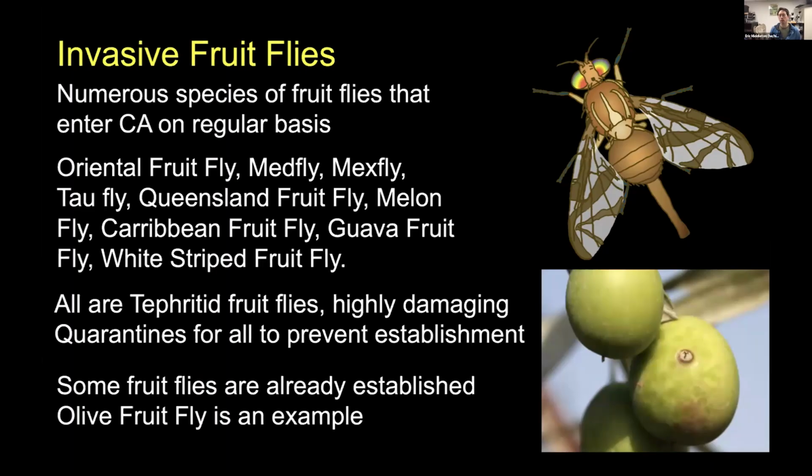With that being said, there are some fruit flies, even invasive fruit flies, that are already here and already established in the state. Olive fruit fly is an example of one that's already here, and so there's not the same level of quarantines in place around it. Olive fruit fly is problematic, but we're not going to be talking about that one today. We're going to be talking instead about these other invasive fruit flies.